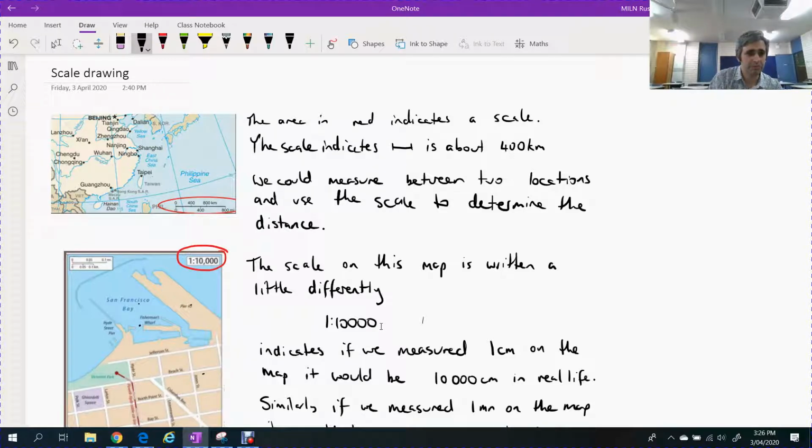This is a bit hard to work with because you need to actually have a ruler and then measure it against the scale. Sometimes we're just given a scale as a pair of numbers. So one of whatever you measure is equal to 10,000 in the same units for this map here. This is of San Francisco. I don't know what the COVID issue is with them at the moment, but we'll have a look at this one.